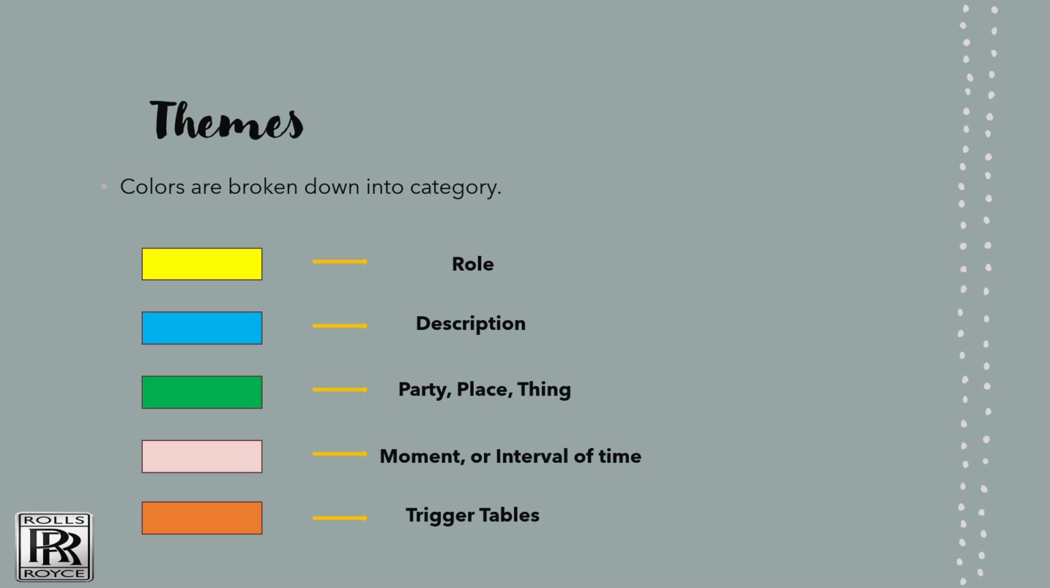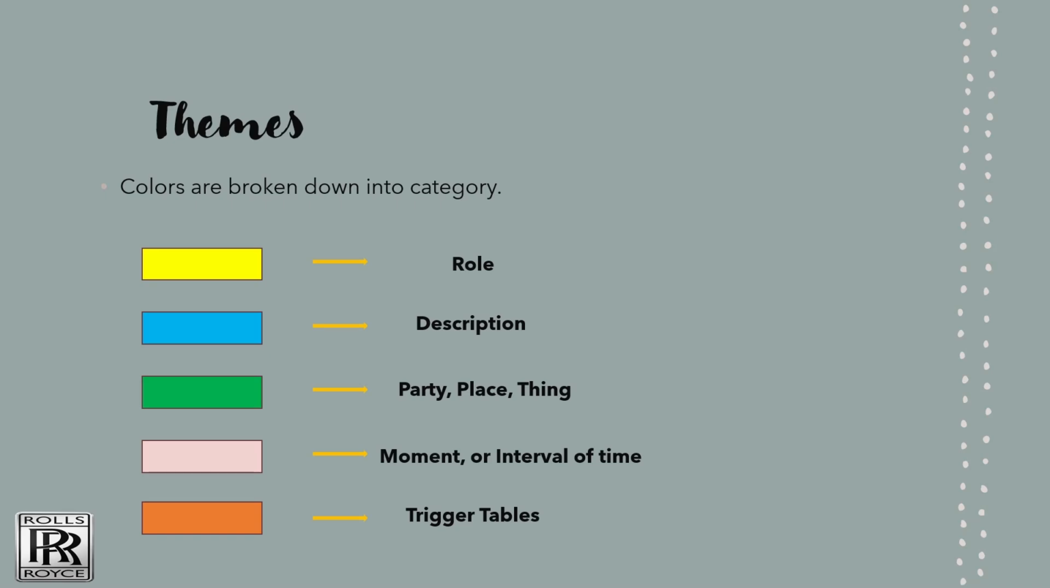So let's look at the colors. In yellow, it represents roles. For example, staff is given the color yellow because of how staff participates in car manufacturing. And then we have blue. Blue represents the description, such as characteristics or features of the car.